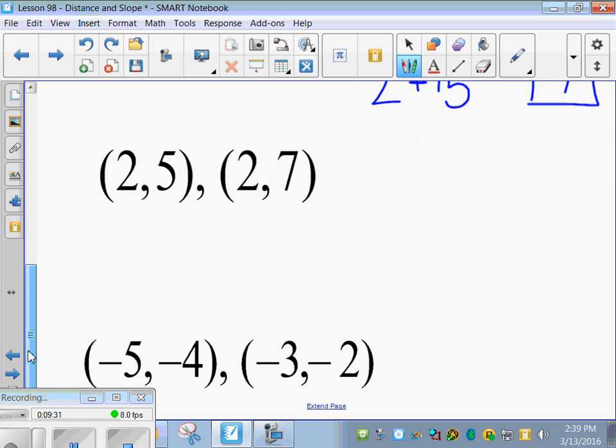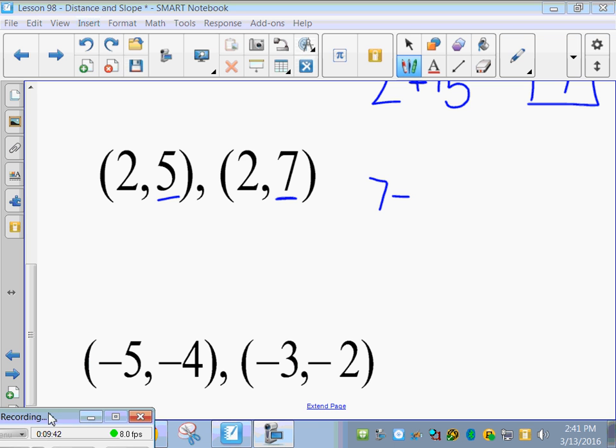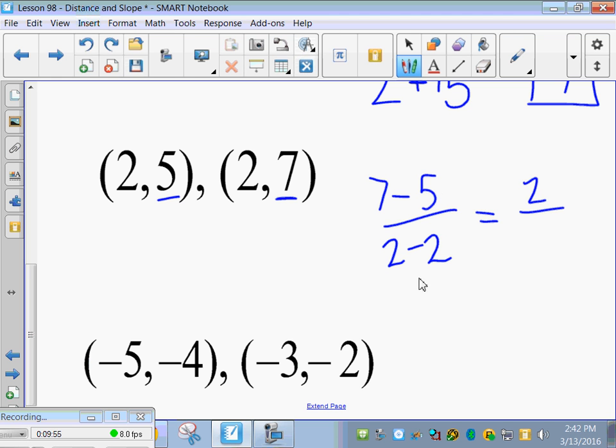All right, that one didn't have anything special, but let's try this next one. So we're going to take the second y minus the first y. All right, so minus 5. Okay, then we do the y2 minus the y1. So that becomes 2 minus 2. So in the numerator, 7 minus 5 is 2. And in the denominator, 2 minus 2 is 0.